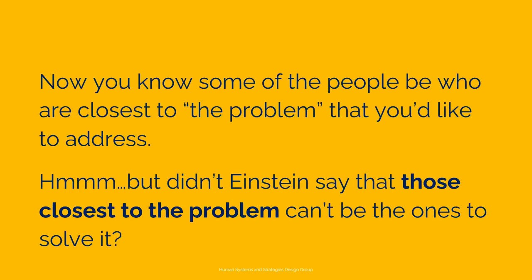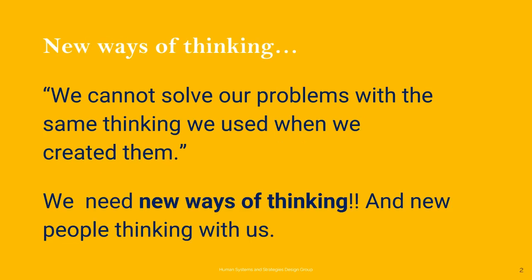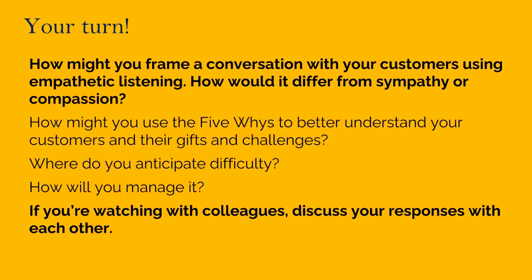And so I want us to be careful that we don't assume that just because Einstein was purported to have said that those closest to the problem couldn't be the ones to solve it, that there's no point in talking to the people that have problems. Because in fact, what Einstein said was we can't solve our problems with the same thinking we used when we created them. And so if you put emphasis on the we, that we are all part of these problems together, then what we need is new ways of thinking and new people thinking with us.